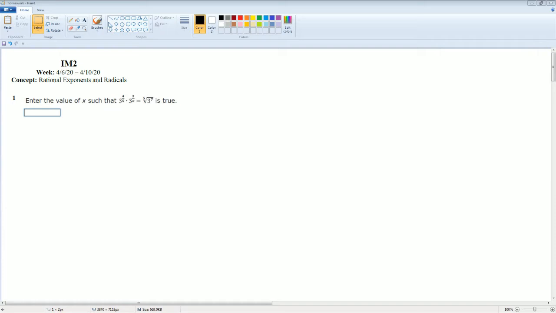Okay, so number 1. It looks like here we are trying to enter the value that makes this true. So we have to take a look at what the x value is. Let's write this a little bit bigger. 3 to the 4/5 power times 3 to the 3 over x is equal to the 5th root of 3 to the 7th. These two look completely different, so we want to make them look the same.